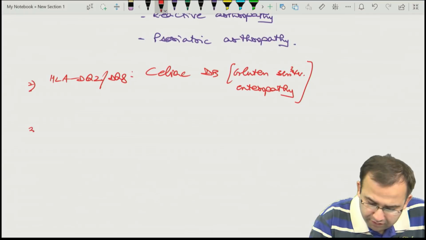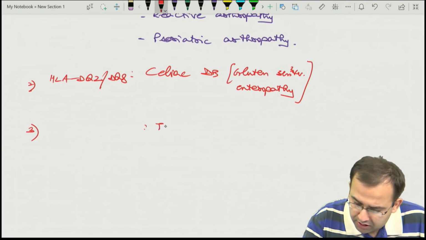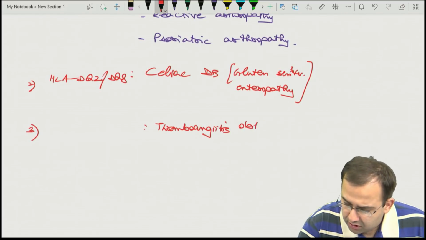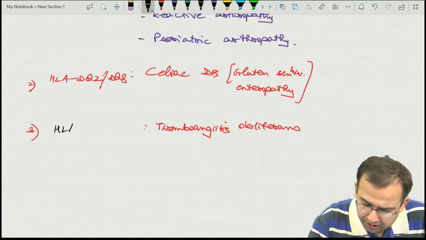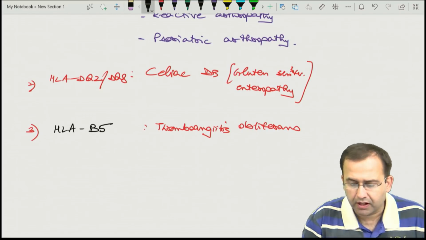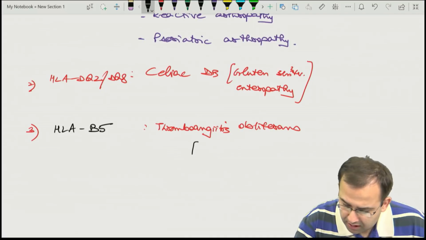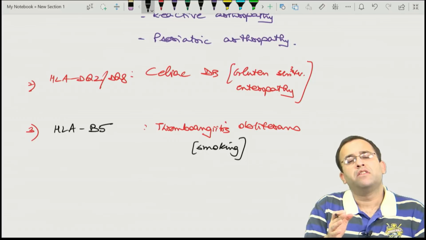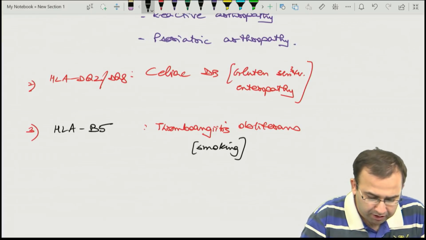Next, which vasculitis is associated with which HLA? Thromboangiitis obliterans, associated with HLA B5. What is the main feature of thromboangiitis obliterans? This is associated with smoking. So the vasculitis having the strongest association with smoking is thromboangiitis obliterans, HLA B5.